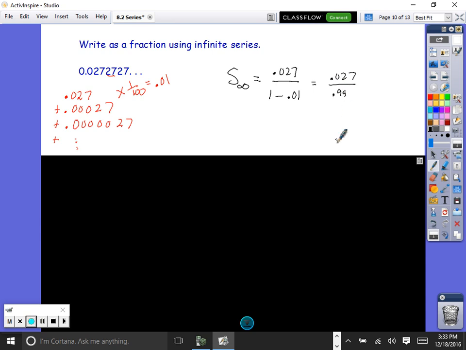And again, I should be able to move that 3 places. I must move that 3 places. Do you see a 9 in both? 9 goes into 27 3 times. 9 into 990 is 110. I can find the fraction using infinite geometric series.